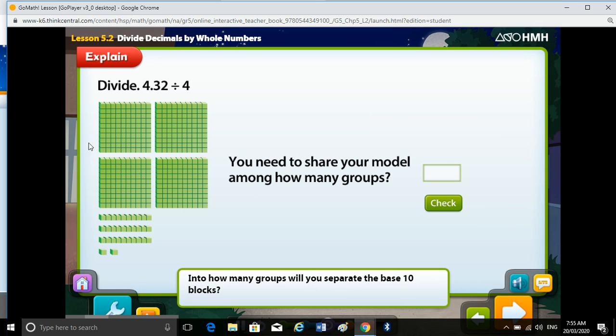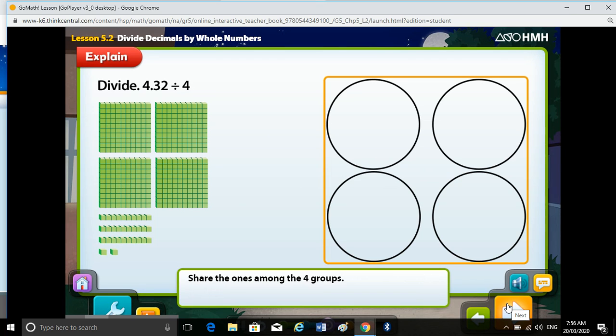Into how many groups will you separate the base 10 blocks? So here is the model. 4, because I have 4 ones, 3 tenths, and 2 hundredths, divided into 4. So I need 4 groups. Correct. The divisor is 4, so you divide the blocks into 4 groups.